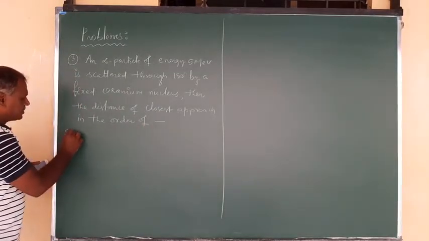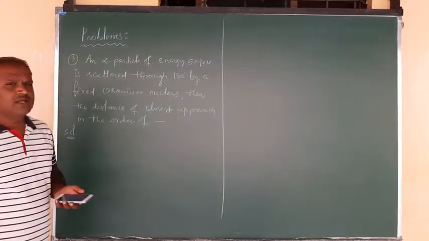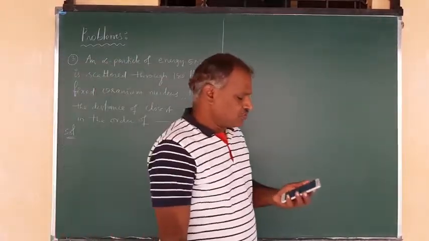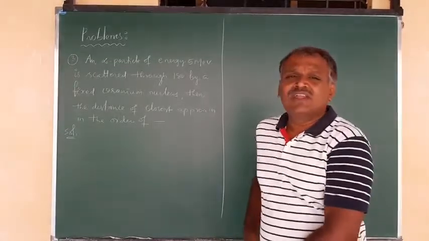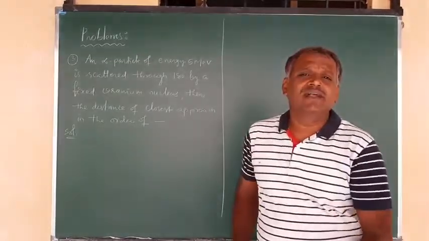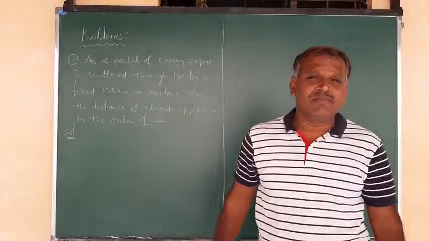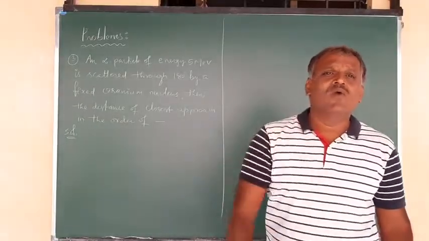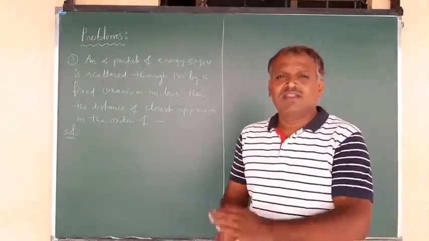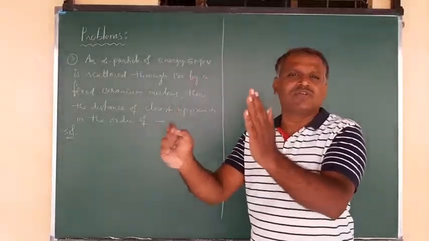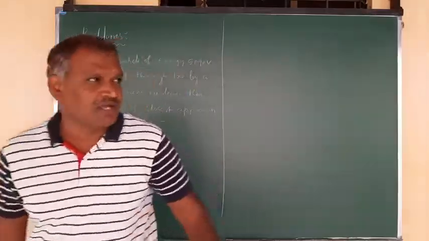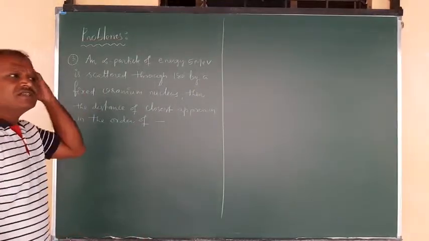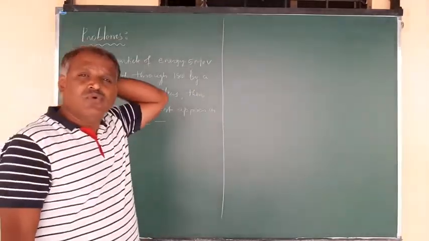So for this you have to calculate the distance of closest approach. The distance of closest approach is where that alpha particle is made to retrace back. That means the scattering angle becomes 180 degrees there. That distance to the center of the nucleus is what is called the closest approach by the alpha particle, which we sometimes consider as the radius of the nucleus.